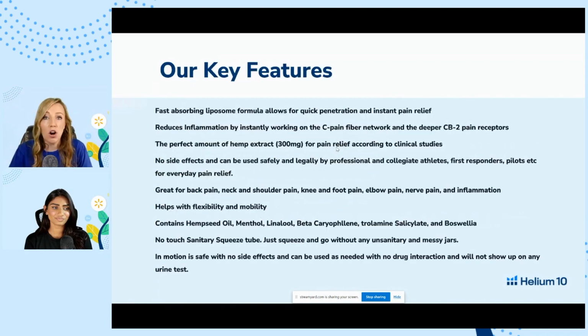So here are our key features for this listing. We've got fast absorbing liposome formula, allows for quick penetration and instant pain relief. So really a lot of people who are in pain, they want fast acting, quick pain relief. So that's why we put that one first. It reduces inflammation. Another important point, it's the perfect amount of hemp. No side effects. It's great for all these different types of pain. Helps with flexibility. And so we kind of go from most important to least important so that people will understand what this product is all about and why they should buy it. So we'll upload these as well, and we'll see what kind of feedback we get in terms of the key features.